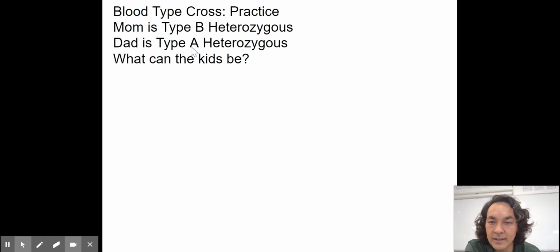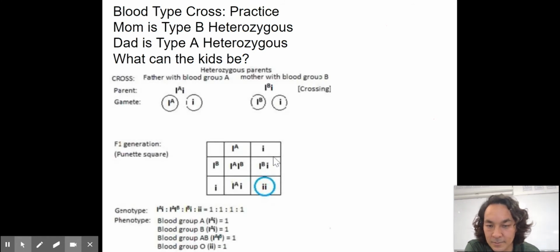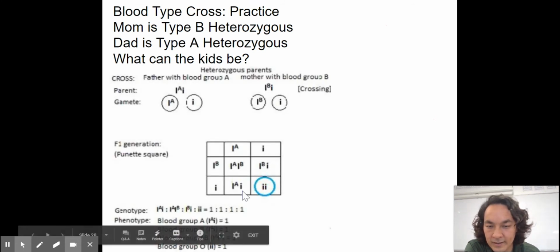How about type B heterozygous, type A heterozygous? This is pretty cool, right? You can get A, you can get B, you can get O, you can get AB, you can get everything. My goodness, pretty cool.